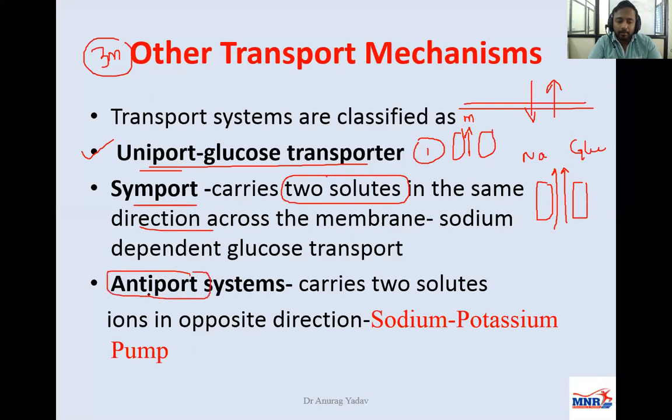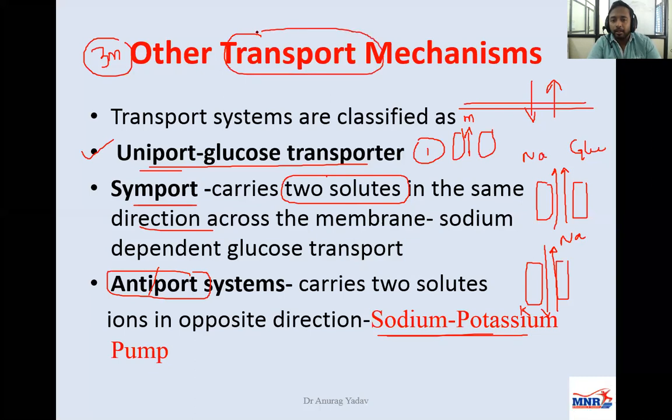Antiport means, anti means against. Through the protein channel, one molecule is coming in and another molecule is going out. For example, you have seen the sodium potassium pump. Sodium is going outside the cell, potassium is coming inside the cell through this channel. So based on the direction, you can classify the protein transport.